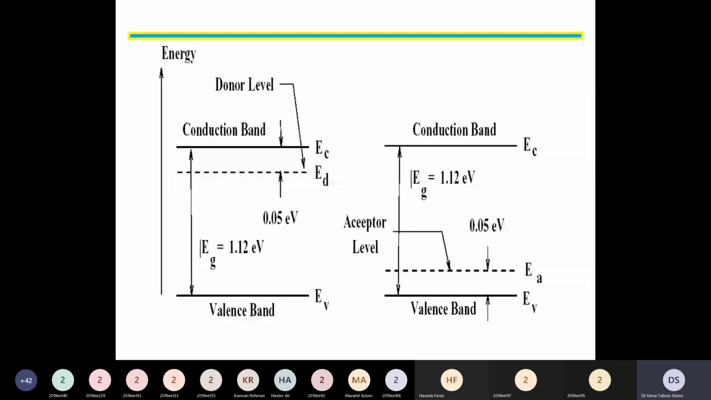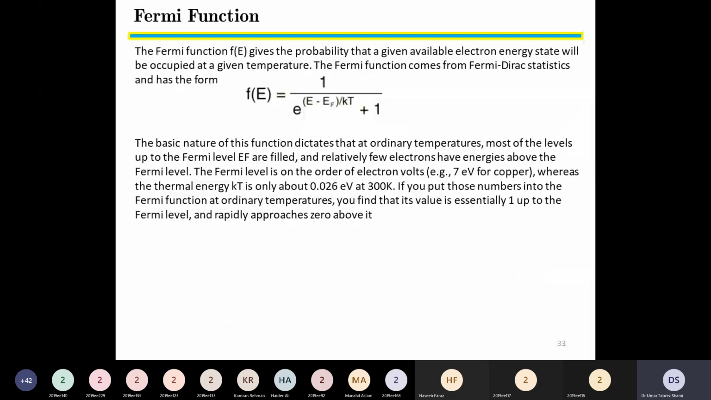ये जो फर्मी फंक्शन है, this Fermi function gives the probability, the probability number that a given available electron will be occupied at a given temperature. These functions come from Fermi statistics and have a form, the formula is this, where the basic nature of the function dictates that at ordinary temperature most of the levels up to the Fermi level EF are filled and relatively few electrons have energy above the Fermi level.